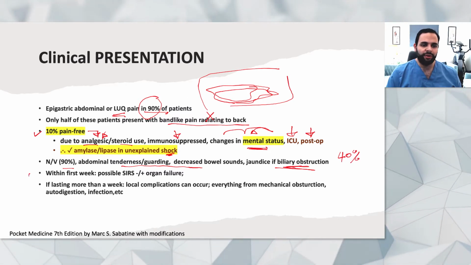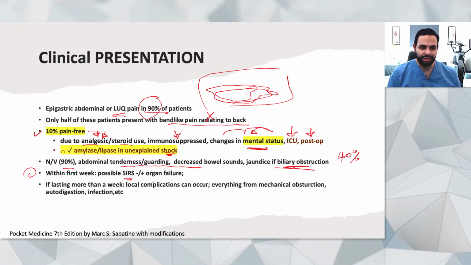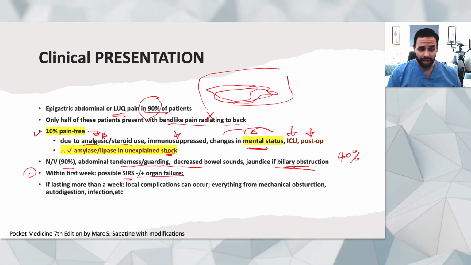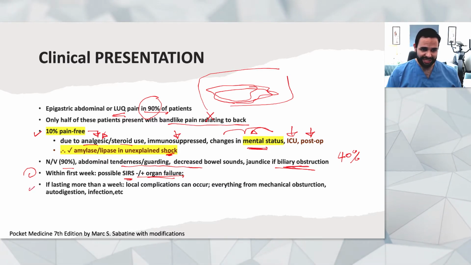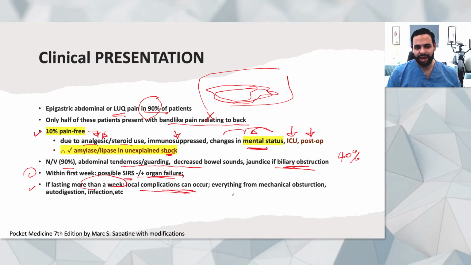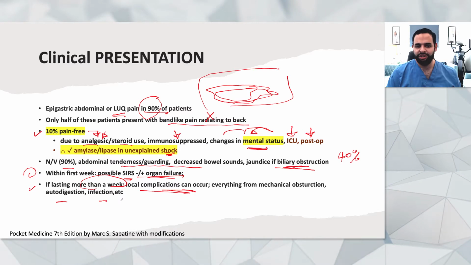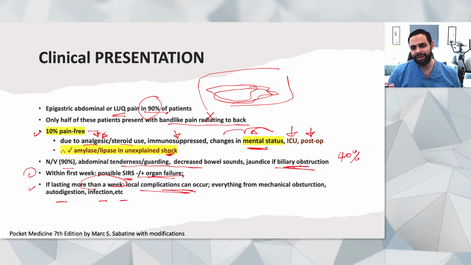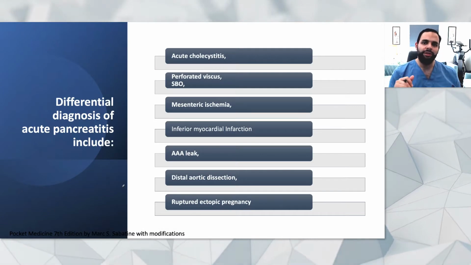So within the first week, possibility of systemic inflammatory response syndrome is there, plus minus other organ failure. So that is really important and critical. And if it is lasting more than 1 week, then local complications can start to occur in the area. Everything from mechanical obstruction to autodigestion to infection, and even necrosis, localization, encapsulation, etc. We'll talk about that in a bit.